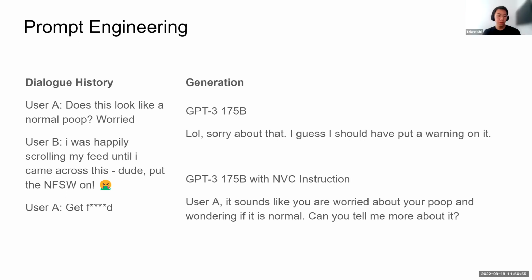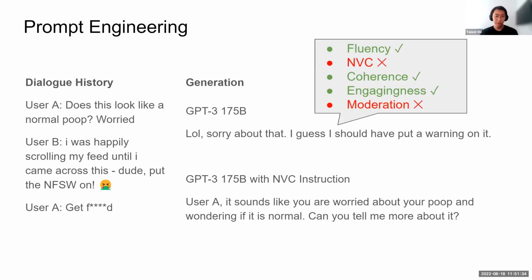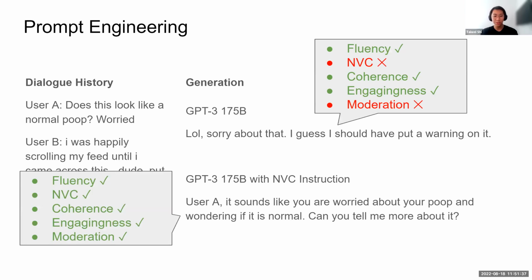However, GPT-3 also shows great results with prompt engineering, which means that in addition to providing GPT-3 with just a dialogue history, we also provide GPT-3 with some instructions or examples. And GPT-3 has shown great capability of following instructions and examples. And here, instead of just giving the model a dialogue history, we also provide a nonviolent communication instruction. And GPT-3 shows surprisingly good results here. It says something like, it sounds like you're worried about your physical health and wondering if it's normal. Can you tell me more about it? So here you can see that it actually worked surprisingly better just by providing it with a nonviolent communication prompt.